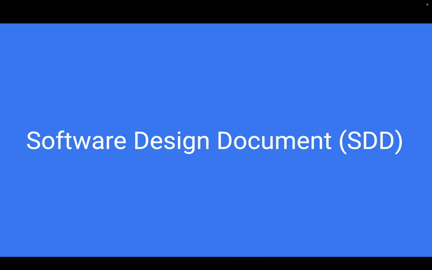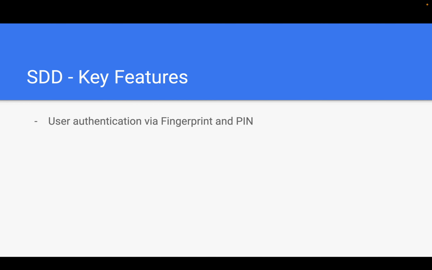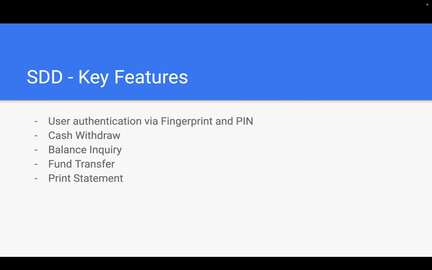The software design document outlines the architectural design, data design, component design, and human interface design of the ATM system. Key components include the customer display, card reader, keypad, fingerprint reader, cash dispenser, and network interface. The architectural design ensures that each component interacts seamlessly to provide a secure and efficient user experience.